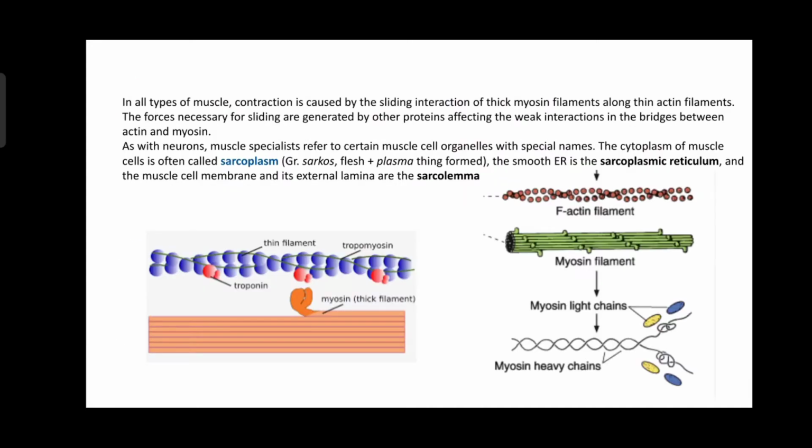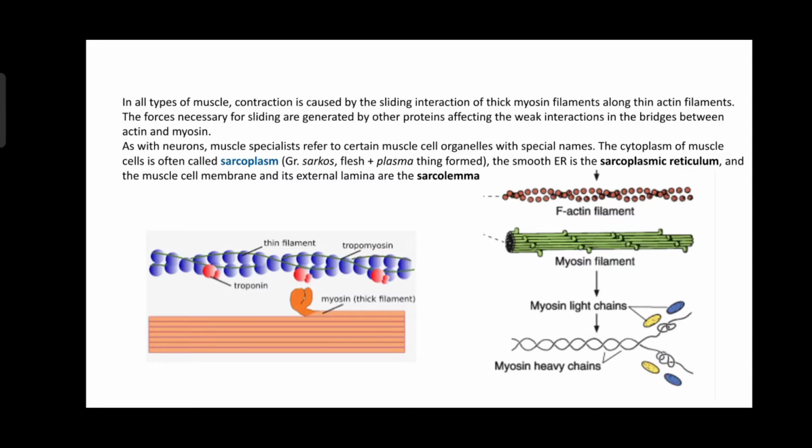In all types of muscle, contraction is caused by sliding interactions of thick myosin filaments along thin actin filaments. The cytoplasm of muscle tissue is called sarcoplasm, the endoplasmic reticulum of muscle is called the sarcoplasmic reticulum, and the plasma membrane of muscle is called the sarcolemma.